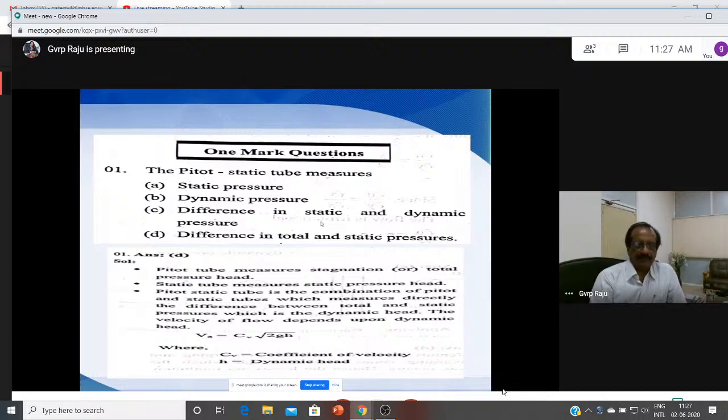The pitot static tube. We have 3 here. The pitot tube measures stagnation or total pressure head. Total pressure is the sum of static and dynamic. The static tube measures static pressure head. And the pitot static tube is a combination of both the pitot and static tube, which directly measures the difference between total and static pressure. So the answer is D here.